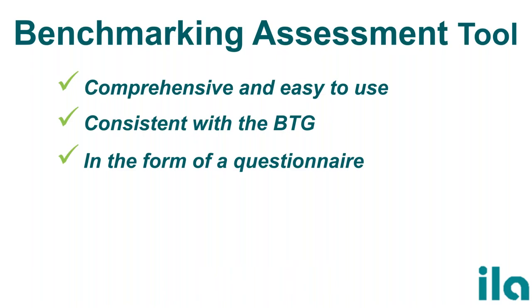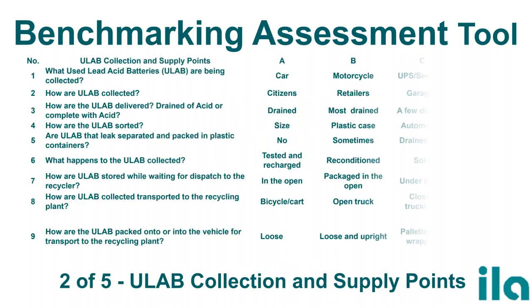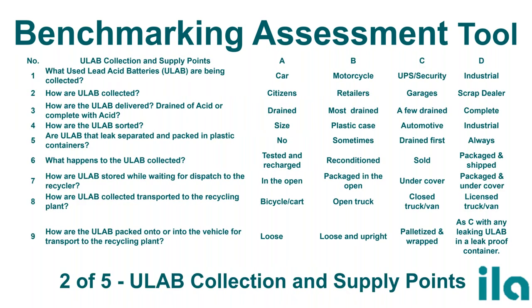The benchmarking assessment tool comes in the form of a questionnaire. And I'll just give you an example of a page now. Now, I don't expect you to read that in 2 minutes, but essentially, we have 9 or 10 questions on the left-hand side of the form. And then the answers to those questions in columns A, B, C, and D, going for the most part from the worst practices to the best practices from A to D. So you ask a question, and then you decide which category, A, B, C, or D, the answer might fall into.